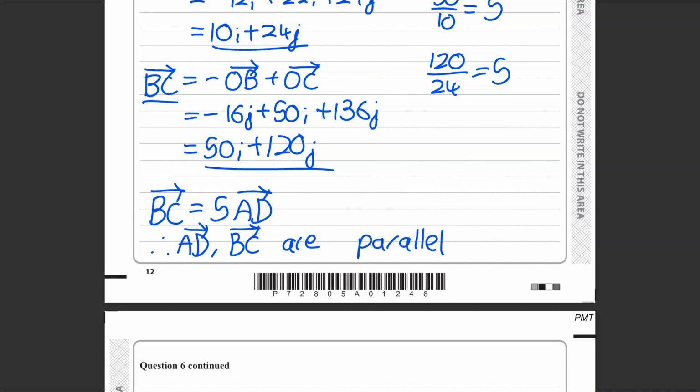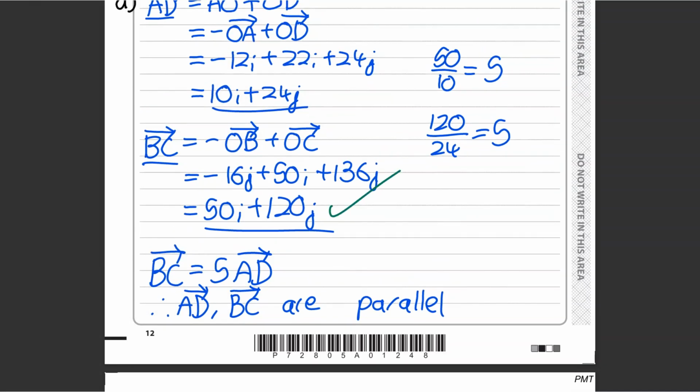In order to get the 2 marks here, you get 1 mark for finding AD and BC, and you get another mark for finding that BC is equal to 5AD.